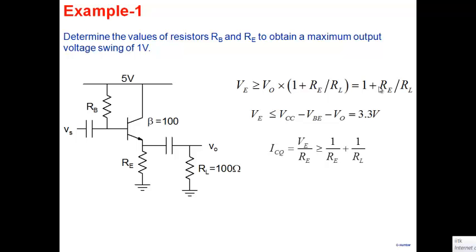Can I choose RE equal to RL? Why not? If I choose RE equal to RL, what will this term be? VE should be greater than or equal to 2. This says VE should be less than 3.3. All right. So work it out. Let's see what answers you get. These are the constraints now on VE here, and this is ICQ. So now choose a value of RE and choose a value of VE. Tell me what suitable values are.